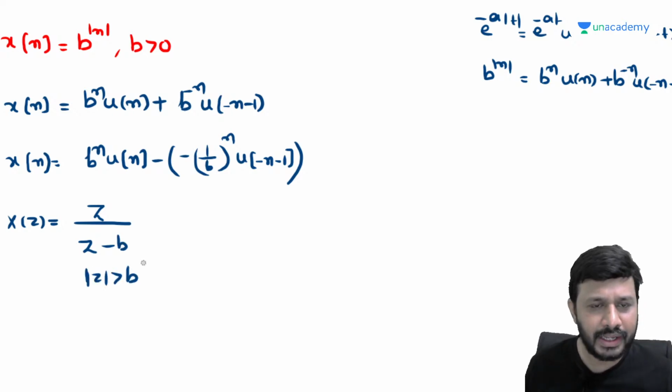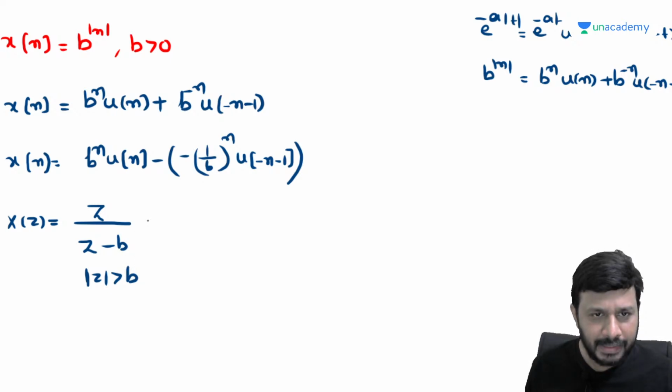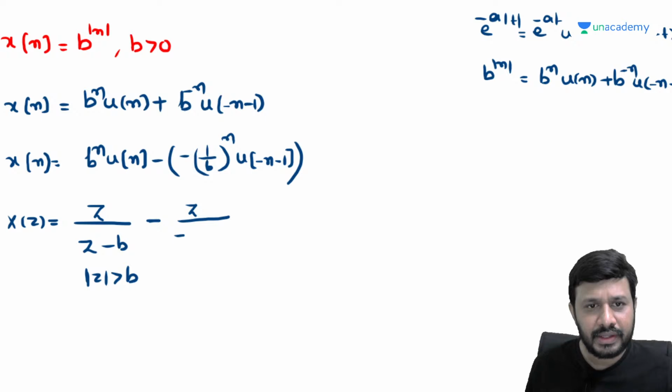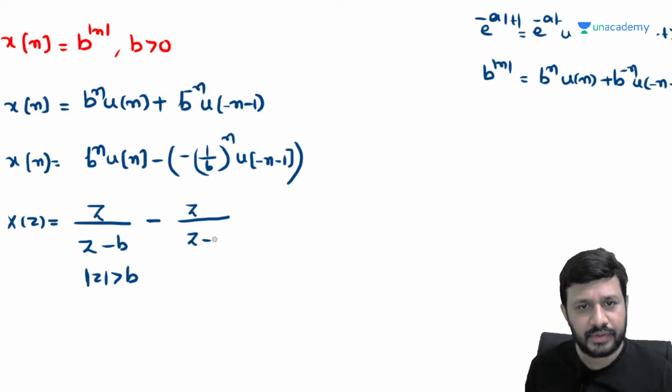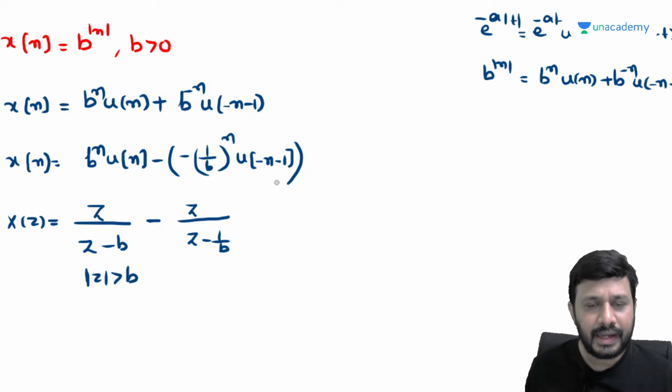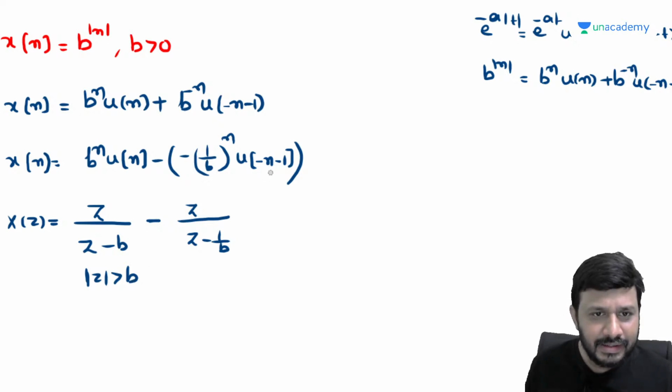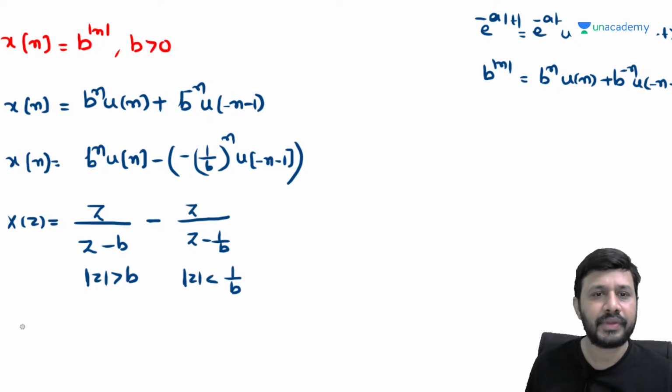Mod Z greater than mod A, here mod Z greater than B, minus a power n u of minus n minus 1 gives Z by Z minus 1 by B, and as this signal is left sided one, mod Z less than 1 by B.